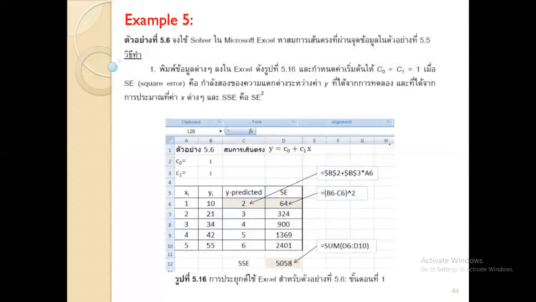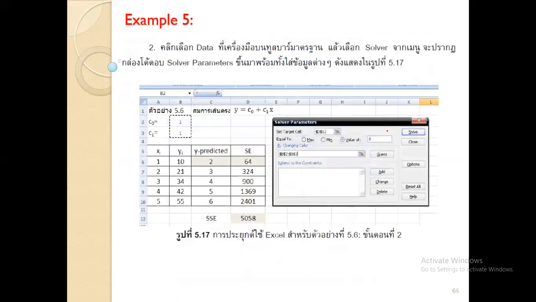Okay, sorry, I forgot. I copied this from my bachelor degree book in Thai, so it is translated. I use this in Excel.